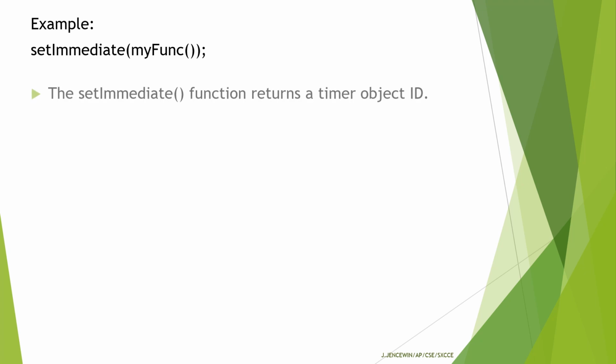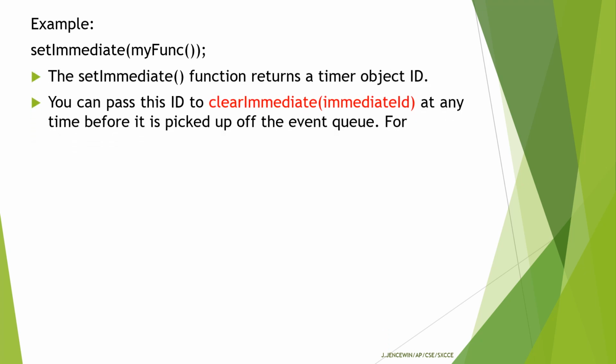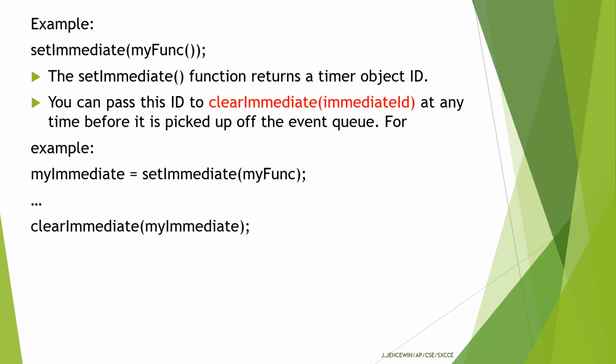This is another way of adding a callback function. For example, setImmediate of myFunction. So that gets executed after the current events of the event queue complete their execution, and if you want to clear this one, then we can use clearImmediate. So this is the way we can invoke the callback in our event queue using the timers.